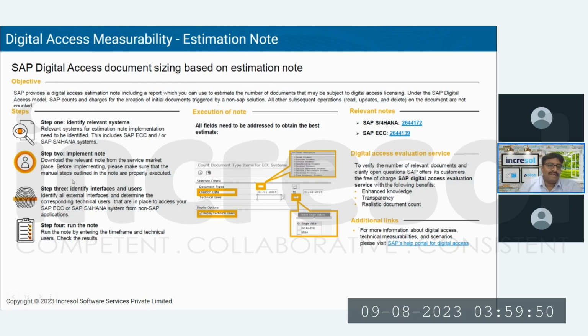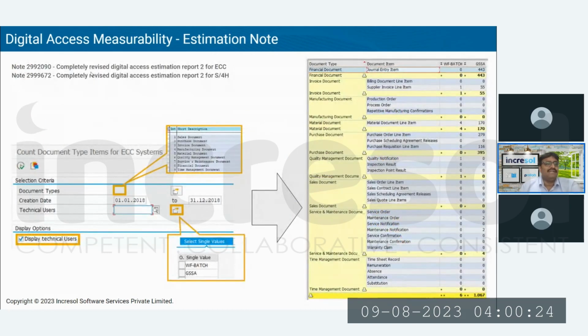After that, also identify the interfaces, like all the outside systems interacting with your SAP system, like legacy systems, CRM, bots, or IoT devices, whatever there are. Whatever is accessing your SAP system through interfaces, you need to identify, along with the associated technical users used for those interfaces. Take the list of those, then run these estimation notes so that you will get the overall package size, how much volume of digital access is to be purchased. Once you come to that estimation, the estimation program looks like this. These are a couple of SAP notes available based on the SAP version.